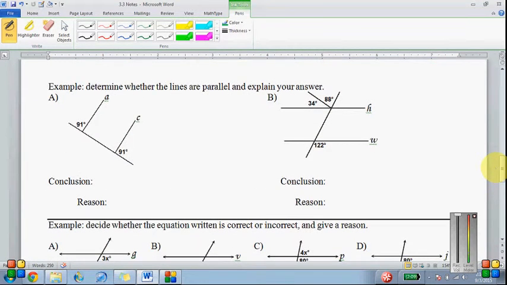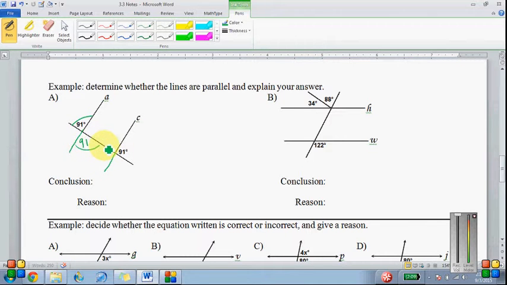Again, determine whether the lines are parallel and explain the answer. So, I'm trying to see if A and C are parallel to each other. It might help if I extend these lines just so I can get a better picture of what kind of angle pair these two things are. So, if I look at this angle right here, it would be 91 degrees because these are vertical angles.